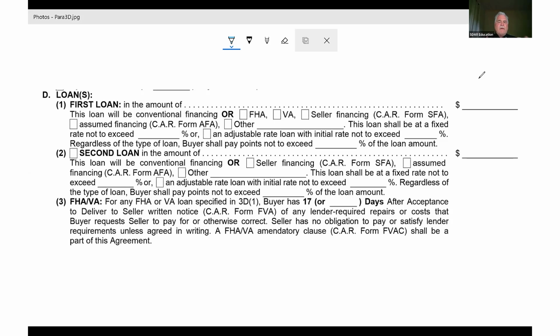When you do an FHA or a VA, make sure you're using that FVA form. That is not the FVAC mandatory clause form. It is the FVA repair form, okay? The FHA/VA mandatory clause that I just mentioned is my FVAC, and that shall be part of the agreement. That should go over with your offer.